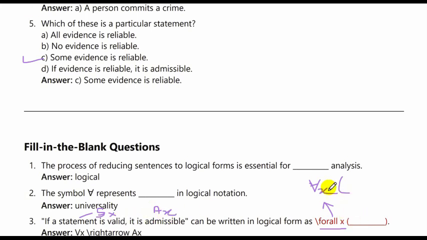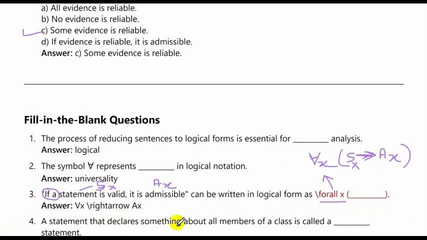So we say here Sx implies Ax. We have to use the implication because if the statement is valid, that itself implies that it is admissible. So we have to use the implication symbol. If the statement is valid, it is admissible. So here itself is an indication of which symbol to be used: the right arrow.